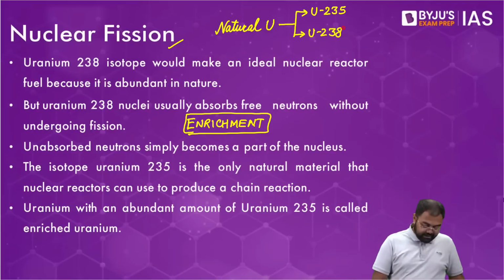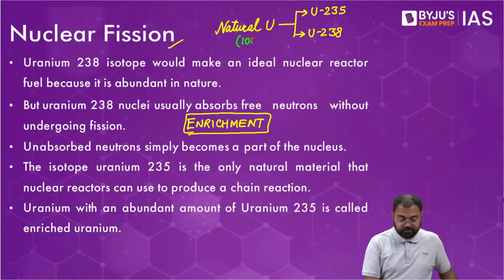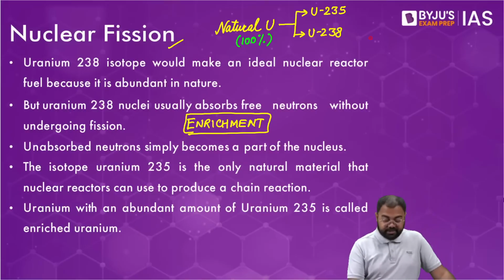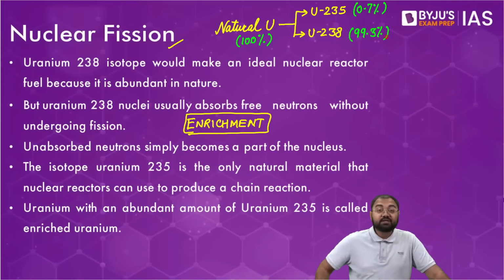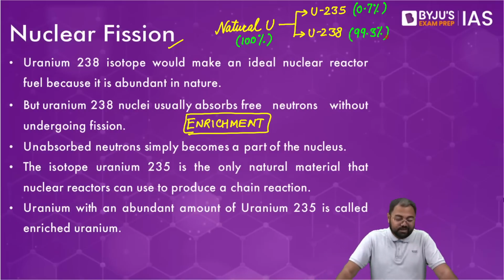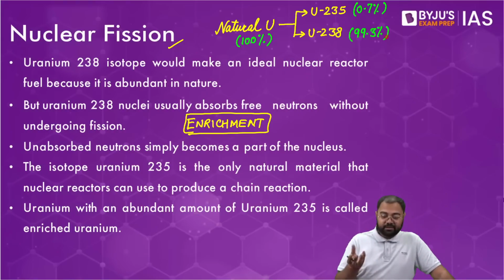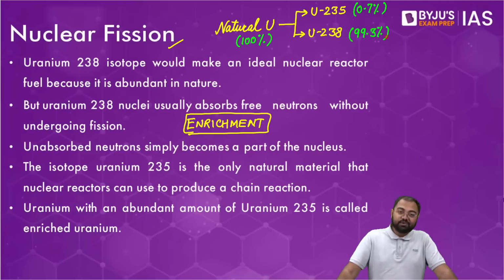It will never undergo nuclear fission. Now the problem is that if we have 100% of this natural uranium, only 0.7% will be uranium 235, and the rest, 99.3%, is uranium 238. So now understand the problem: if you have 100 grams of natural uranium that you have mined, only 0.7% is uranium 235, and the rest 99.3% is uranium 238, which is not of use for us.